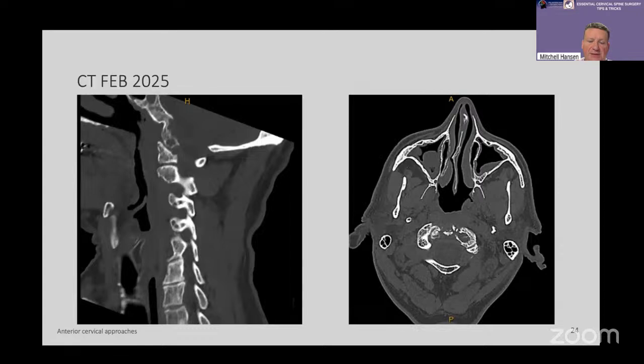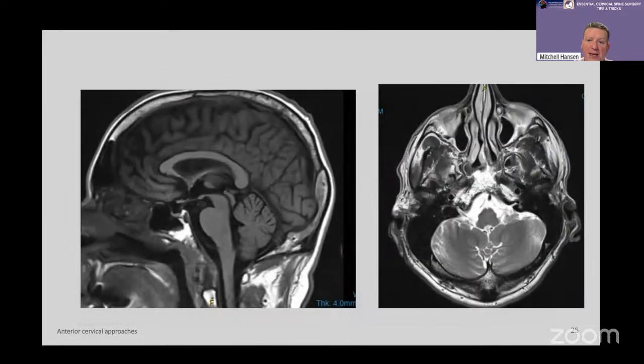And the nice thing about doing this approach through the nose is it allowed me to not fuse him posteriorly. He kept his stability, and he could still play golf, which was important to him as he hits off one. His post-op scans are still looking quite good.